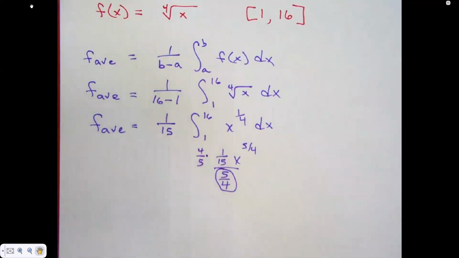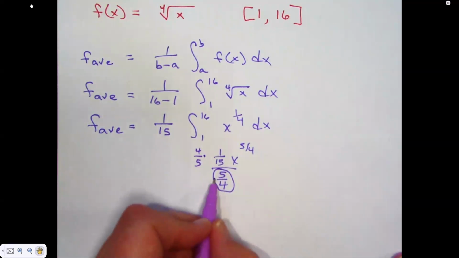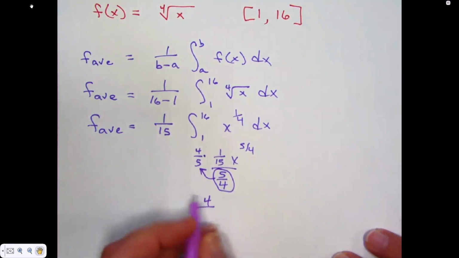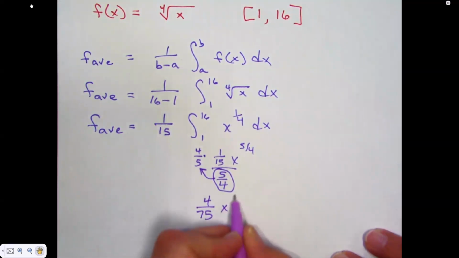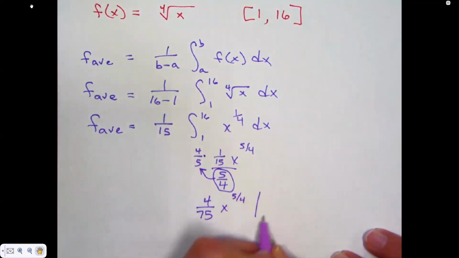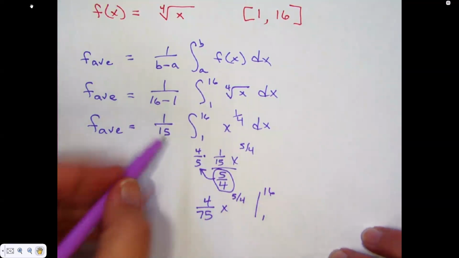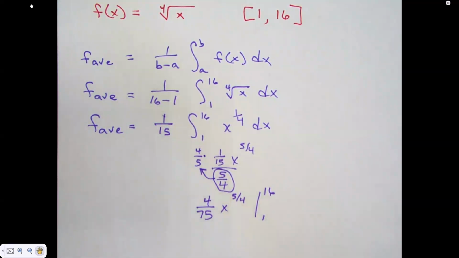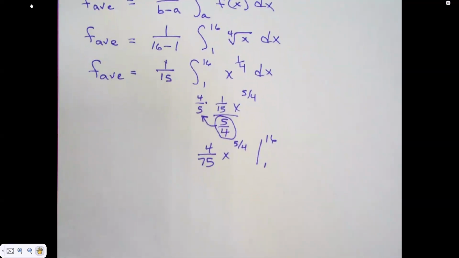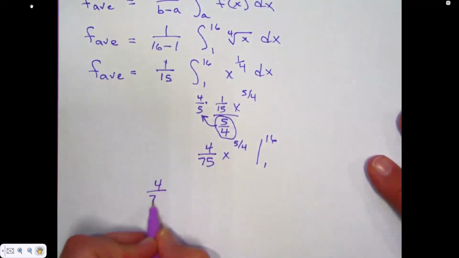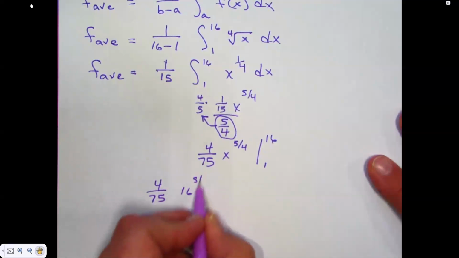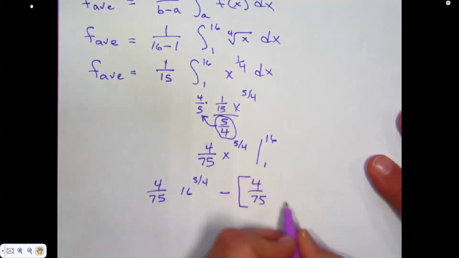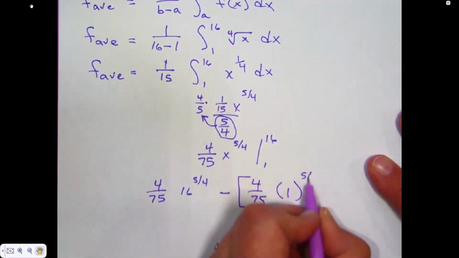So unfortunately, those 5s don't cancel. That would have been nice. All right, so what does that give us? 4 over 75, x to the 5/4, and we're going from 1 to 16. So we have already taken into consideration that 1/15, so we're good. Okay, so it's 4 over 75, 16 to the 5/4 minus 4 over 75, make sure I do a bracket, 1 to the 5/4.